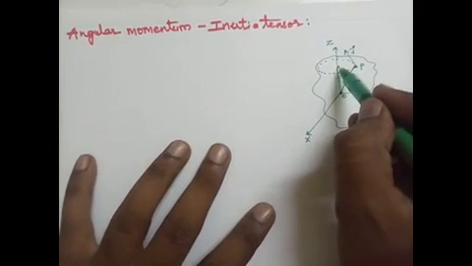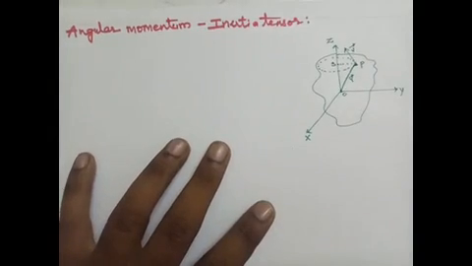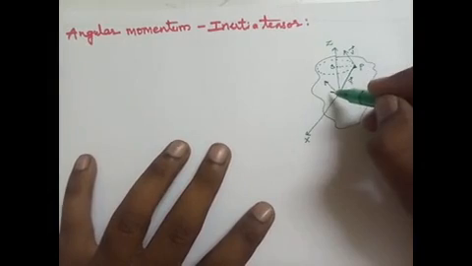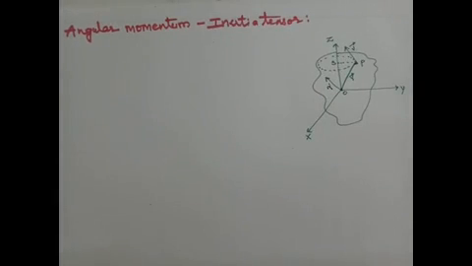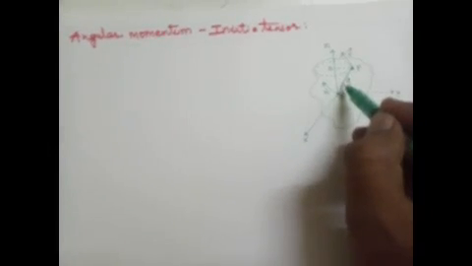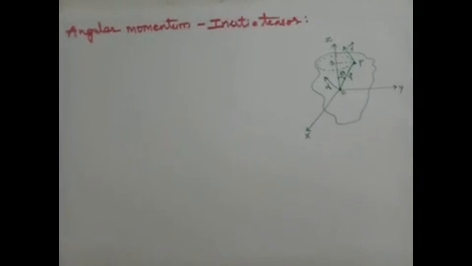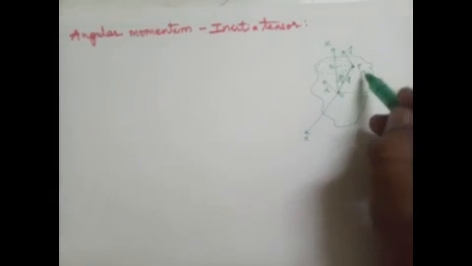Now here the perpendicular distance can be SP. The torque acting on the body is represented by tau. So this is the picture here. Now the OP vector makes an angle theta with the OZ axis. Here we are taking the ith particle.